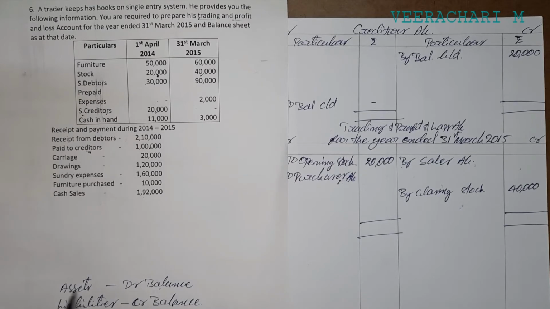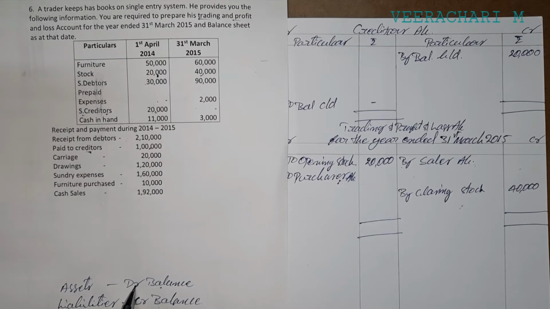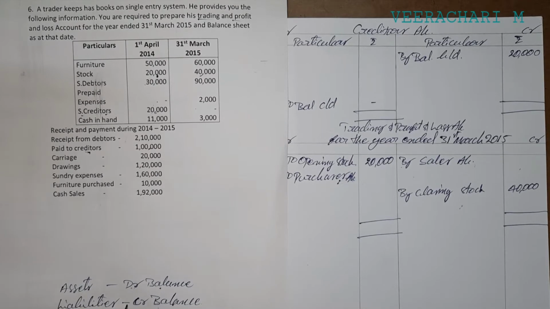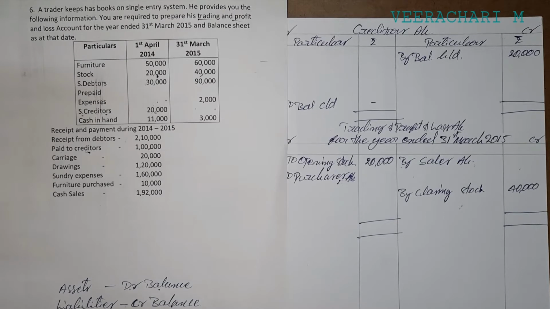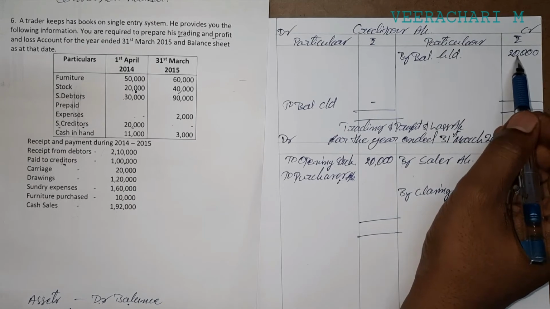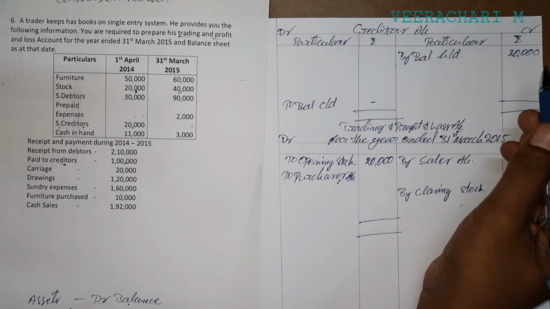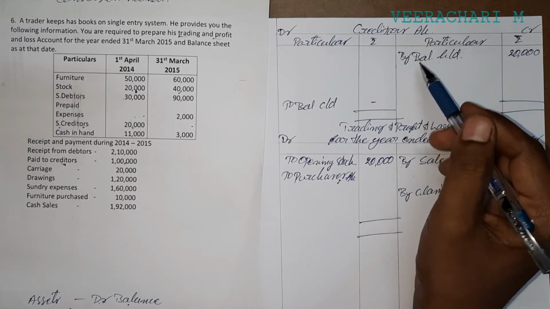That is because assets are debit balance and liabilities are credit balance. It means the debit side is more in the ledger account for assets. That is the reason it is a debit balance. If it is a liability ledger account, it shows the credit side is more. That is the reason liabilities we should write as by balance brought down, credited to liability. Here creditor is a liability, so it should be on the credit side, you can write by balance brought down.